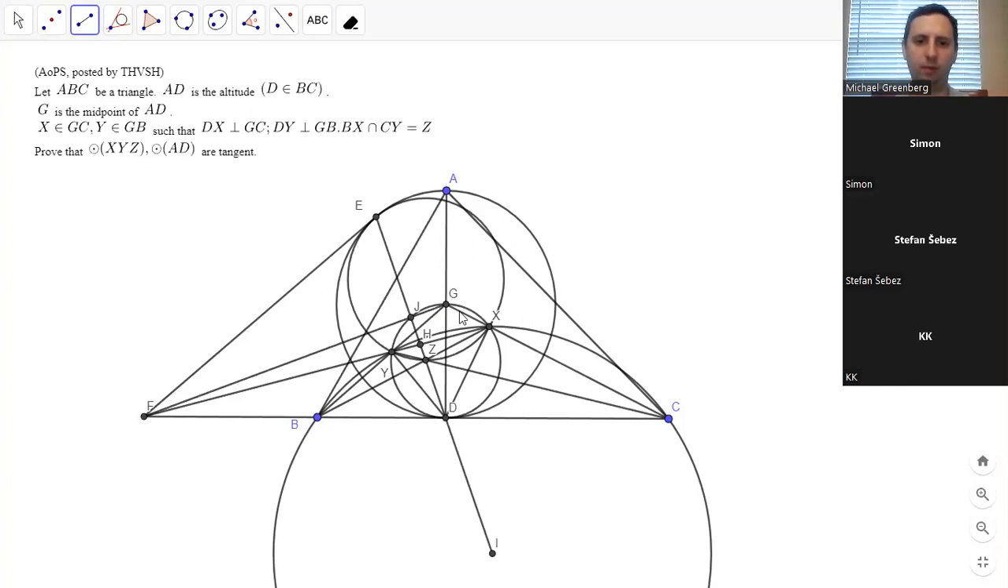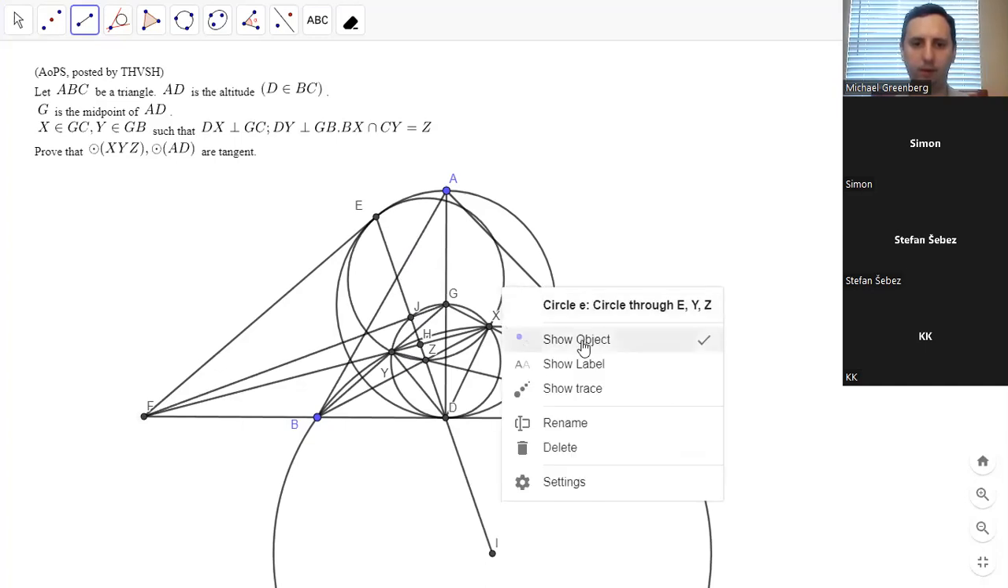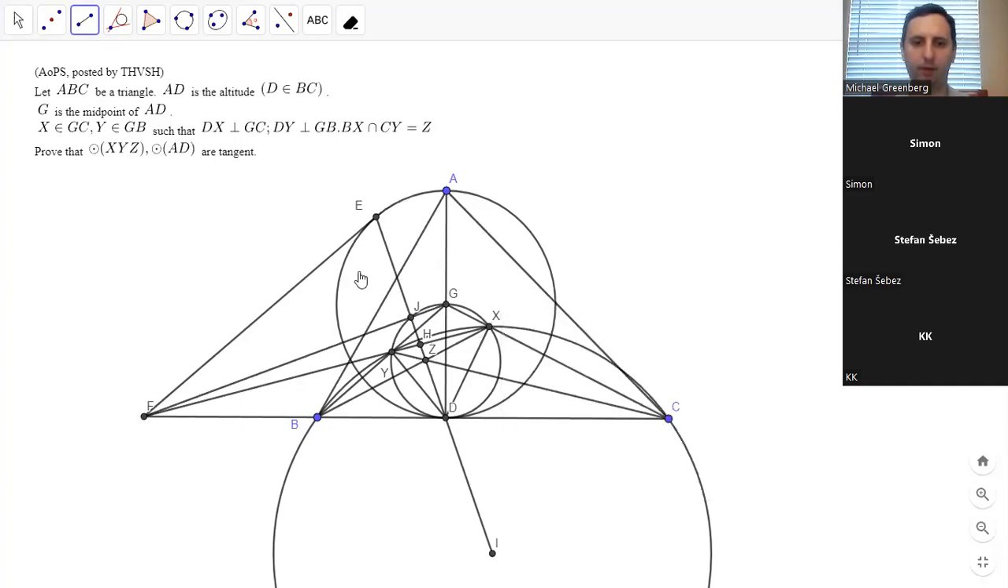So G is the midpoint of AB and J is the midpoint of EB. So yeah, it depends. I guess we should probably define E like that, right? And then try to show that this is cyclic.